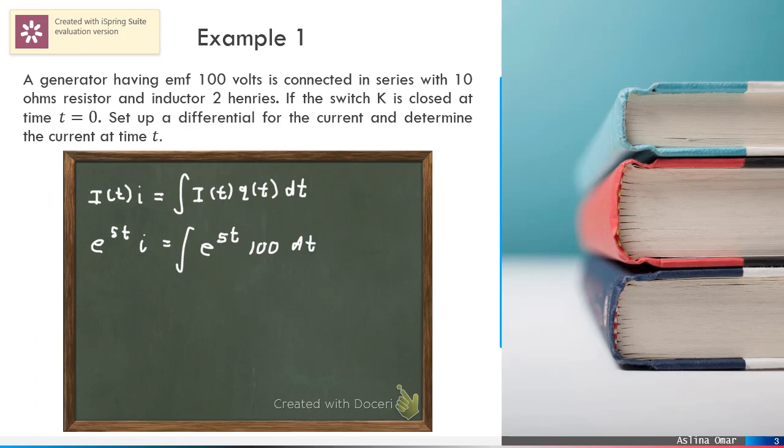So, bawa keluar 100. So, you akan dapat divide by 5. So, 100 bahagi 5. Berapa? 20. So, 20 e to power of 5t plus c. So, you nak dapat I. So, I equals to 20 plus c e to power of negative 5t.